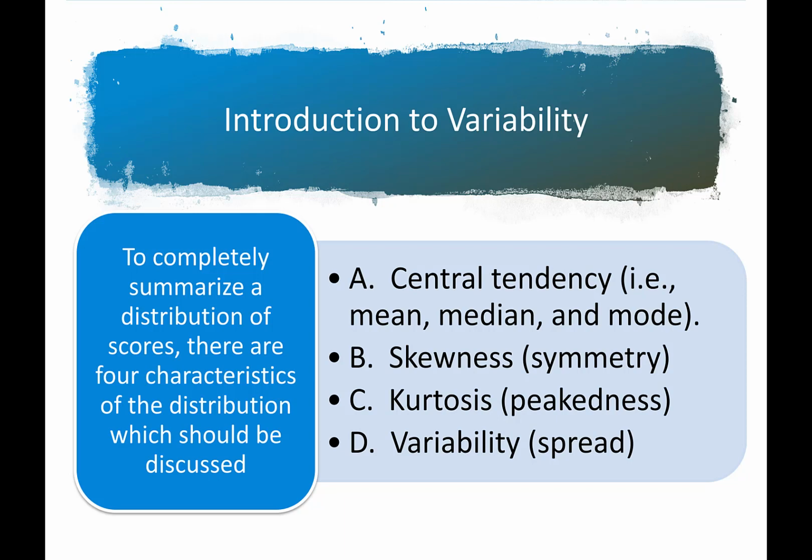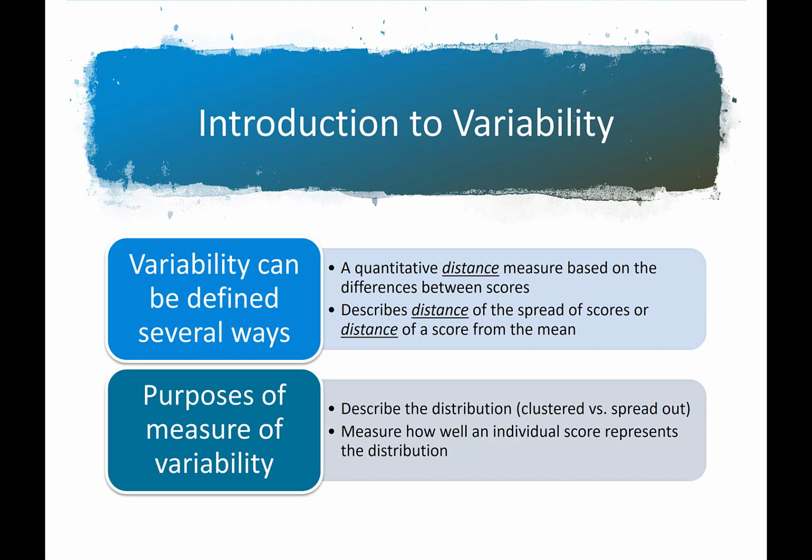Okay? Cool. So, variability can be defined in several ways. It can be described as the quantitative distance measured, based on differences between scores, and it describes the distance or spread of scores, or distance of a score from the mean. And so variability really is about how far on average things are from the mean.